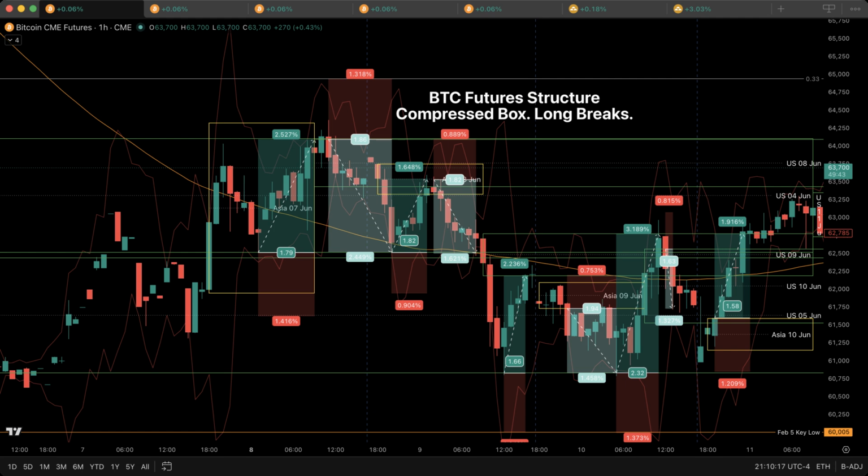But the split does not create edge. The edge comes from the line. The edge comes from compression holding. The edge comes from risk-reward staying alive.